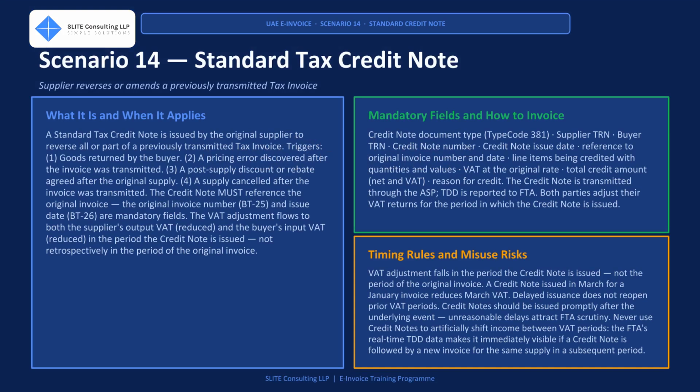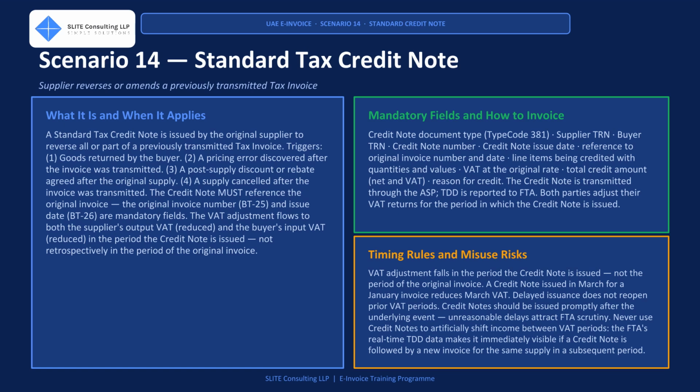Scenario 14 is the standard tax credit note, issued by the original supplier to reverse or amend a previously transmitted tax invoice. Four common triggers: goods returned by the buyer, a pricing error discovered after the invoice was transmitted, a post-supply discount or rebate agreed after the original supply, or a supply canceled after transmission. Critically, the credit note must reference the original invoice. Original invoice number and issue date are mandatory fields. The VAT adjustment flows to both sides. Supplier's output VAT reduced, buyer's input VAT reduced. In the period the credit note is issued, not retrospectively in the original invoice period.